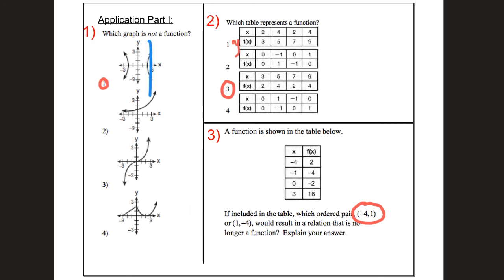And again, this is all a precursor to us ultimately learning how to graph. I know it doesn't seem like it just yet, but if we're going to be graphing functions, it's important that we know what functions are and what they're not.